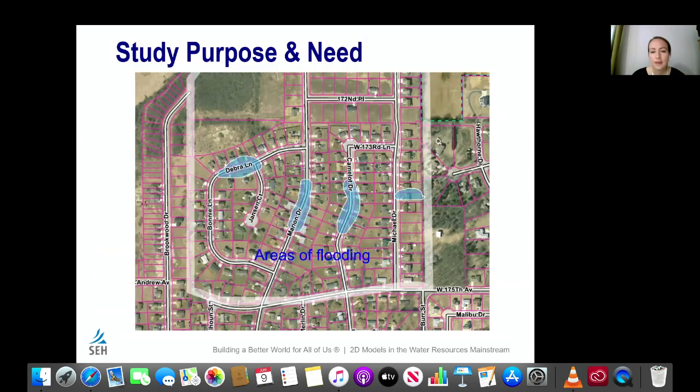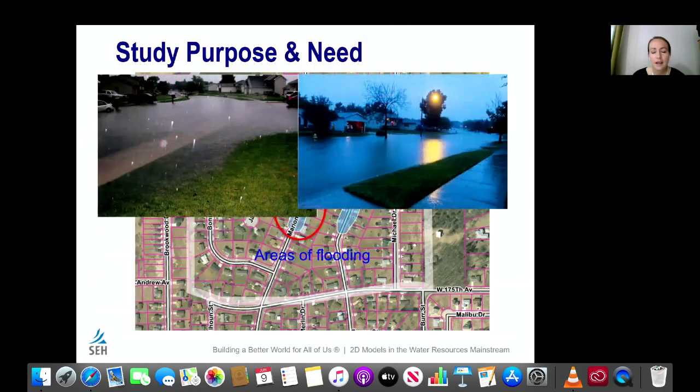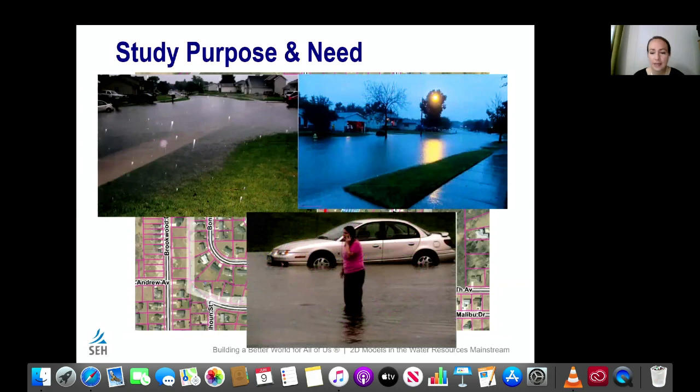So just some photos real quick that were provided of the different ponding areas. You can see that in this particular location, the water was like mid-calf on this woman, so maybe 18 inches or knee deep, 2 feet, something like that.